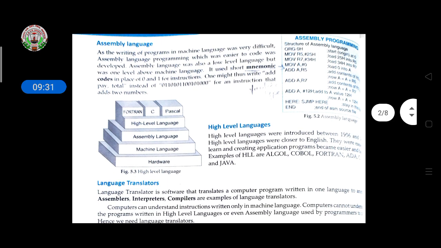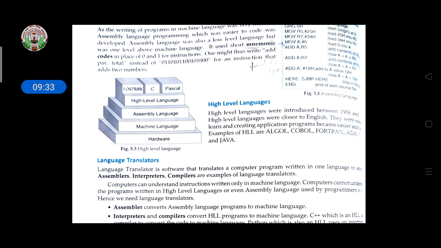Then high level languages. High level languages were introduced around 1956, and they were closer to English. They were easy to learn, and creating application programs became easier and faster. These are the high level languages: Algol, COBOL, Fortran, ADA and Java.